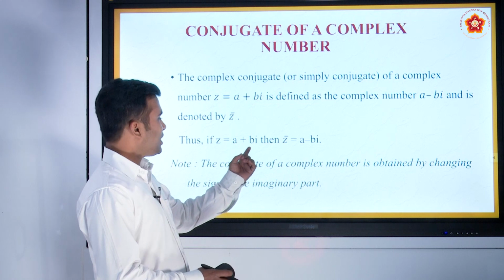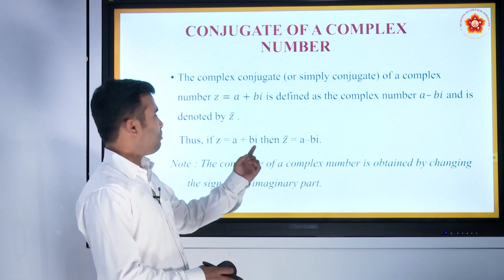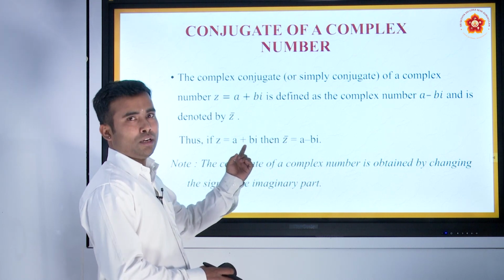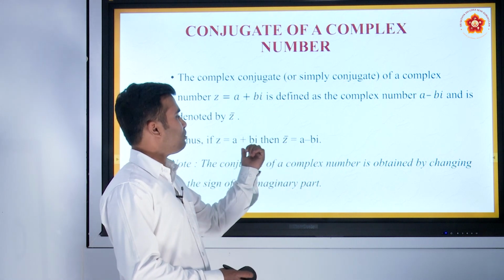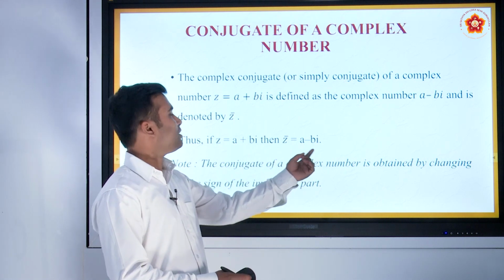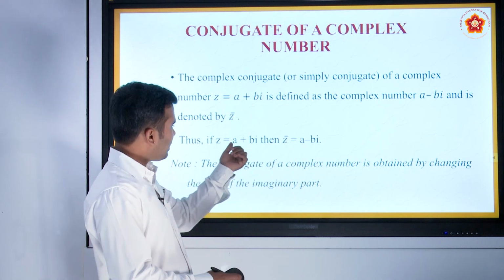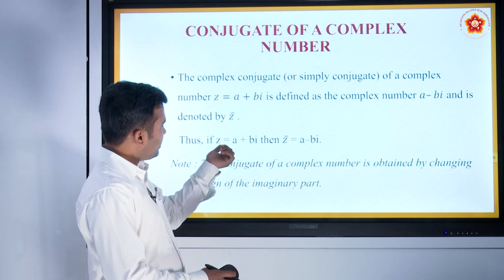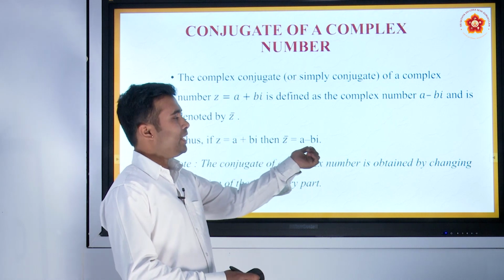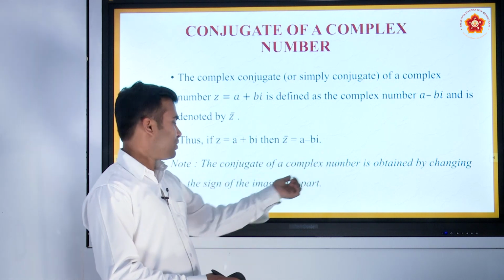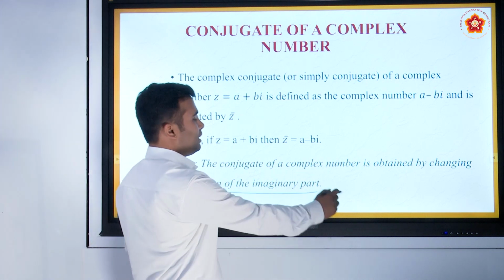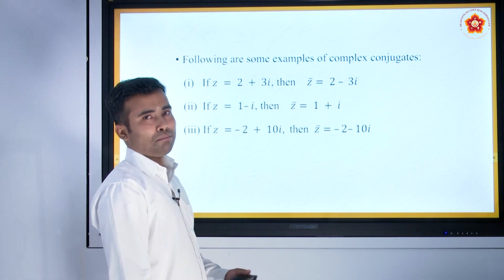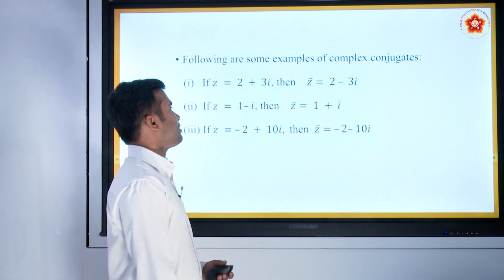Here the imaginary part of z is b, and the sign here is plus. To write its conjugate, if it is plus we change it to minus, and if it is minus we change it to plus. We should not touch the real part of z. So z is equal to a plus bi, then its conjugate will be a minus bi. You just remember that we should change only the sign of the imaginary part. Let us see a few examples on the conjugate of a complex number.